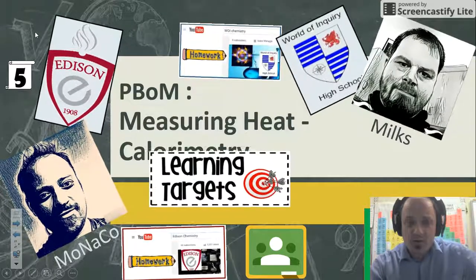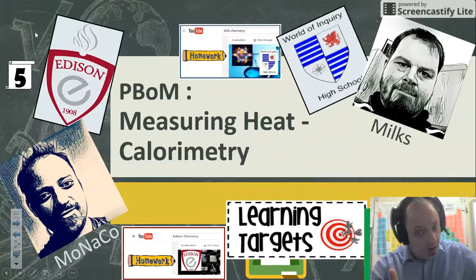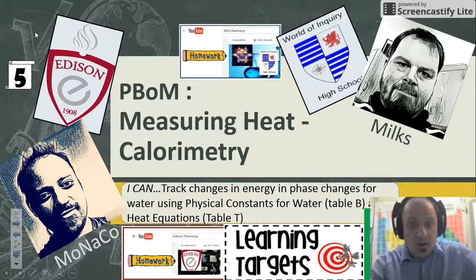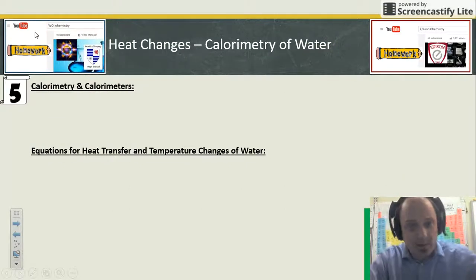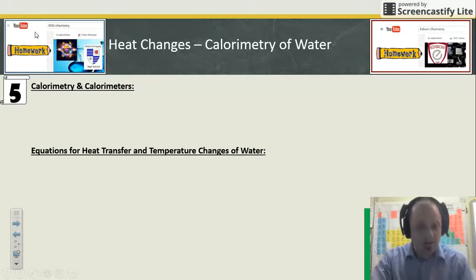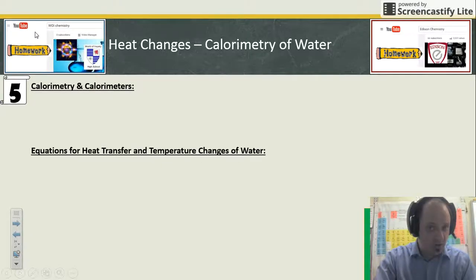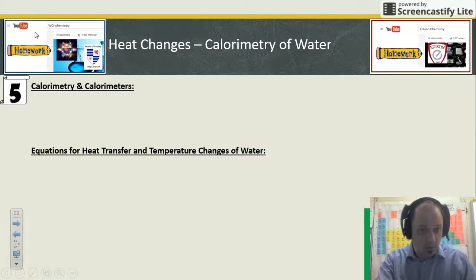We're going to see how to track changes in energy and phase changes using physical constants for water and heat equations. So we're going to take what we learned last lesson in heating and cooling curves, and take it to the next step and actually quantify, put numbers on, the amount of changes in heat that are occurring during phase changes that we would track in a heating and cooling curve.